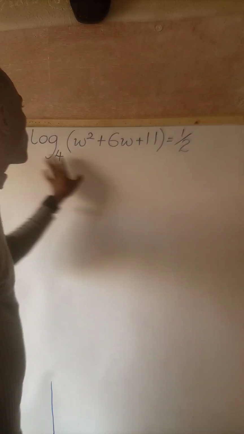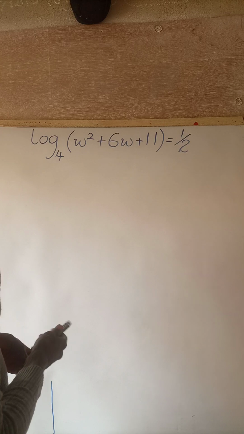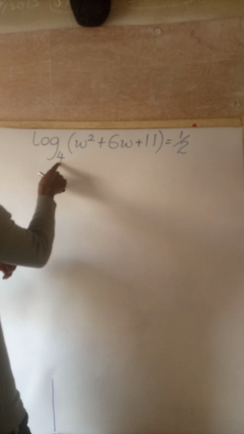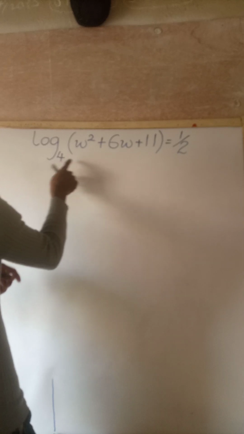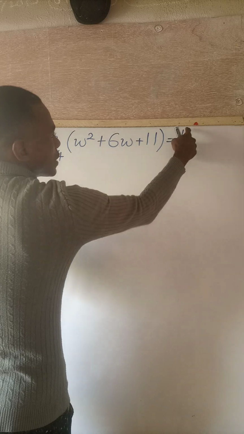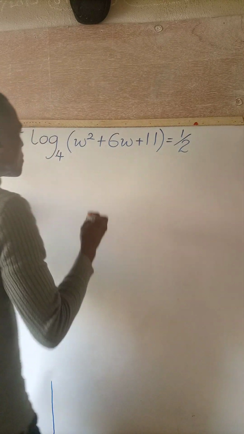Okay, let's quickly solve this logarithmic equation. Before we start, note that this 4 that we have here is the base. What we have in the bracket is a certain number, while this 1 over 2 is always the index. Look at what I mean here.